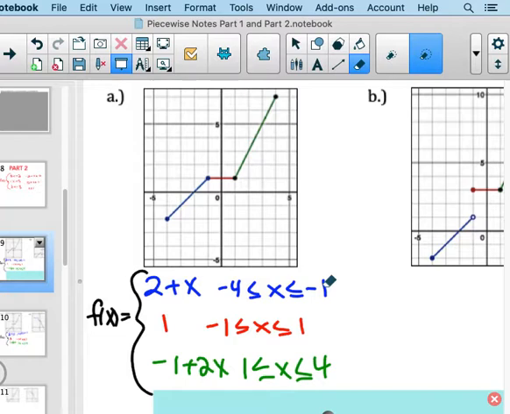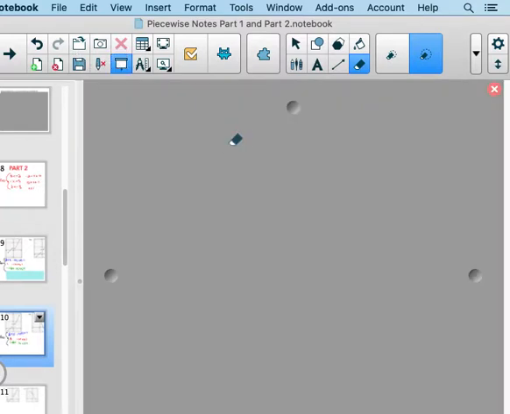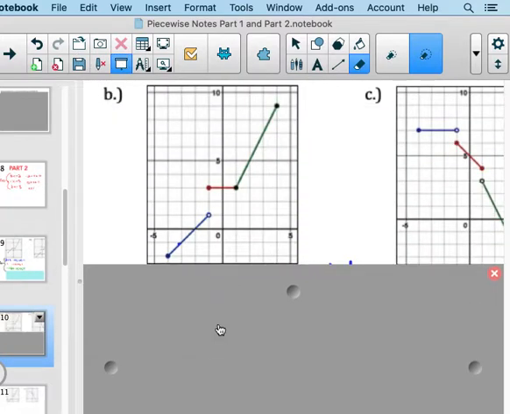Okay, so let's go on to the next example here, and I'm going to let you try to write those equations, okay? Remember to write f of x, draw your big bracket.